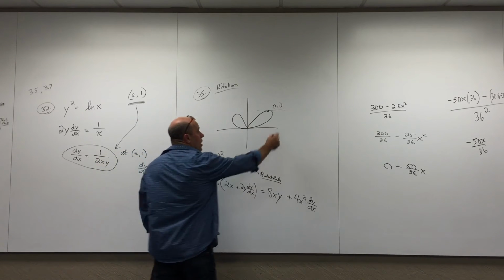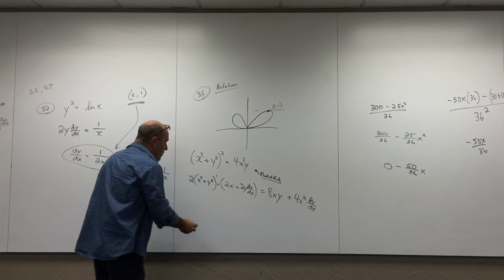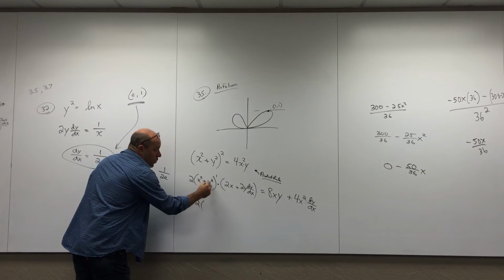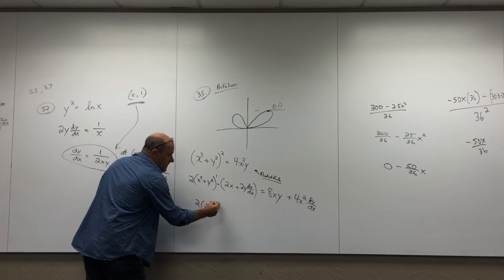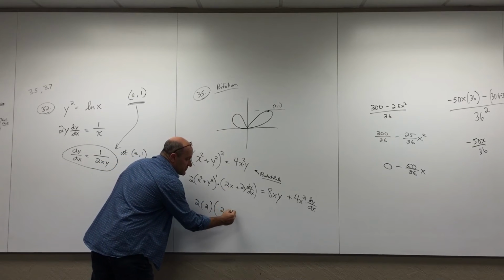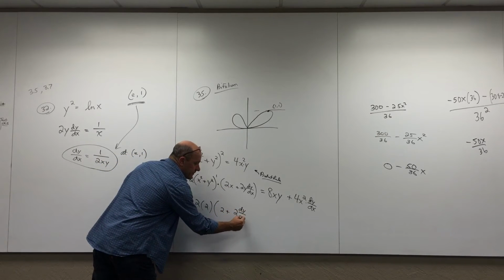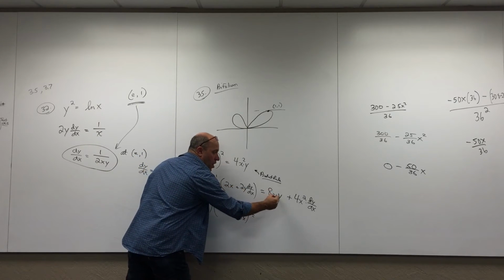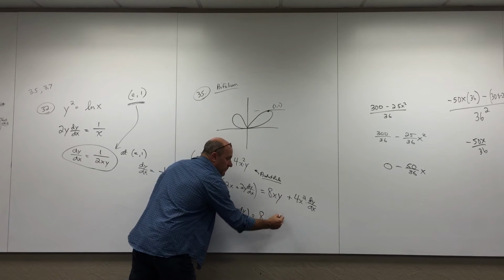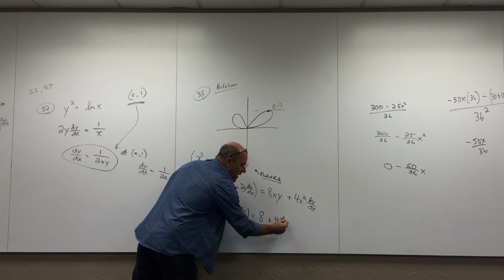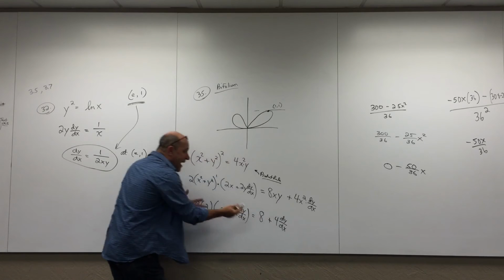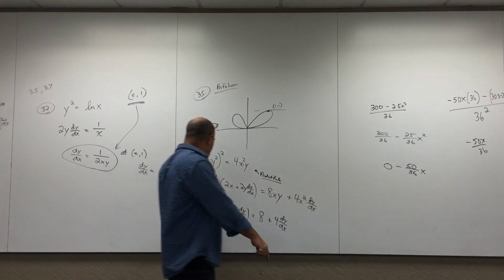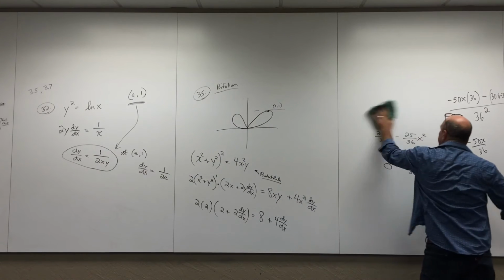I'm plugging in the point 1, 1. That's a 1 plus 1. That's a 2. That's a 2 plus 2 dy dx. You guys okay? I'm plugging in 1s and 1s. I'm plugging in a 1, 1, so that's an 8. I'm plugging in a 1, so that's a 4 dy dx. Okay, now I got to solve for dy dx. That's a 4. I think I'll distribute that 4 through there.